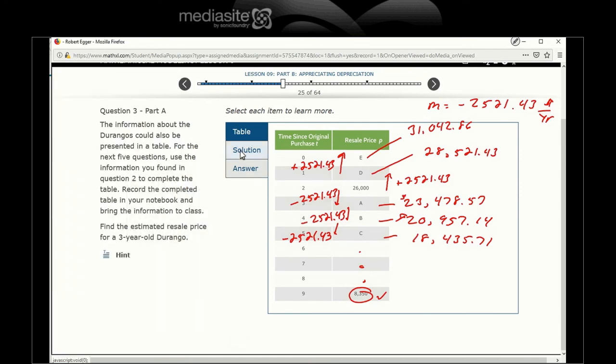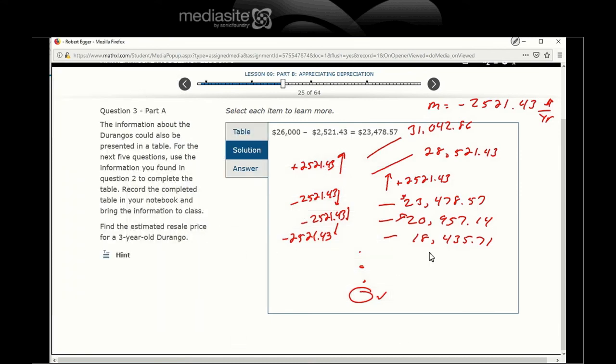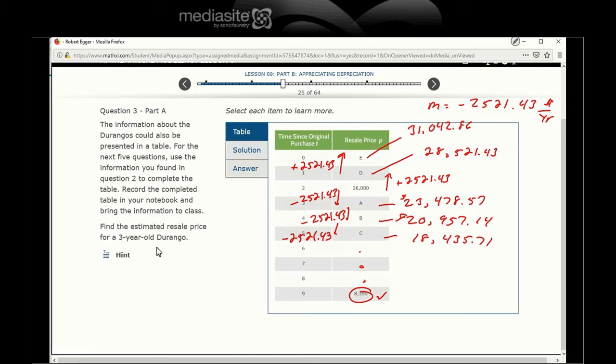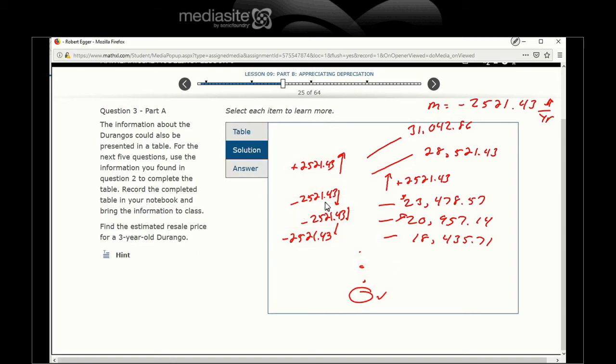So let's see what they say. So 26,000 minus is 23,478.57. Did I overdo this problem? I think I did. Okay. 23,4. Oh, okay, next 5 questions.